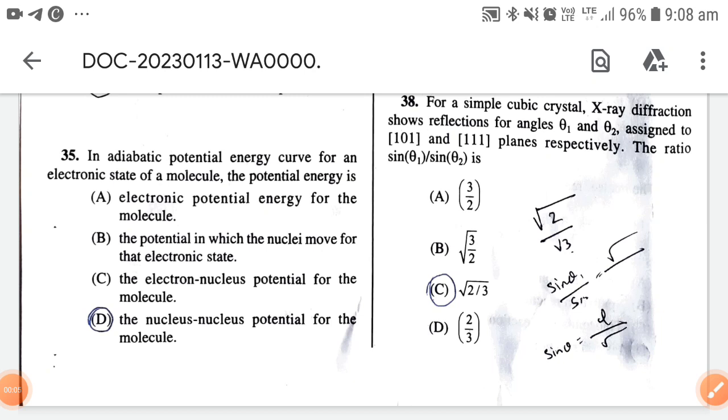Today we will discuss the physical part of the WBSET 2022 chemical science paper. Okay, let's see question 35. In the adiabatic potential energy curve for an electronic state of a molecule, the potential energy is... Here the curve is potential energy versus internuclear distance. So the correct option is the nucleus potential for the molecule. Okay.